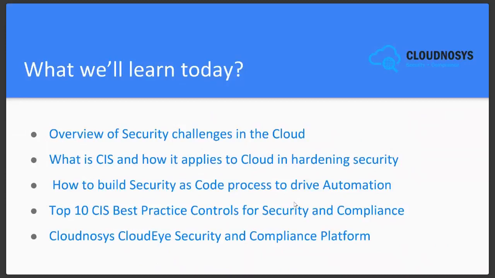What is CIS, Center for Internet Security Controls, and how does it apply to cloud, and how can it help us harden the security environment, and how to build a security as code process. So what is this thing called security as code? Why is it needed? And how does it relate to CIS security controls and improving security posture? And we're going to talk about the top 10 CIS best practice controls for cloud security and compliance management.